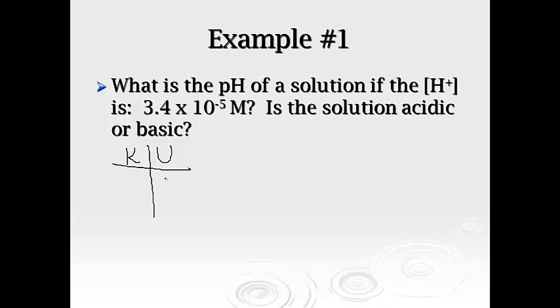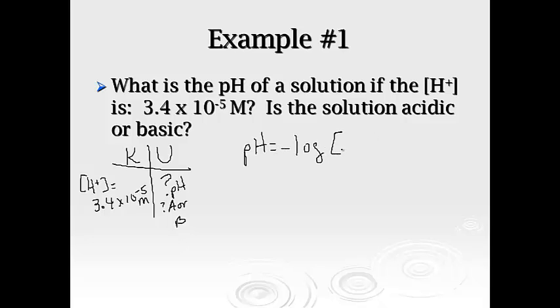Let's see two examples here. Number one, what is the pH? Our unknown here: what is the pH of a solution if the hydrogen ion concentration is 3.4 times 10 to the negative fifth molar? And we also want to know, is it acidic or basic? We're going to write our equation down: pH is equal to the negative log of hydrogen ion. And we're going to punch this in: pH is equal to the negative log of 3.4 times 10 to the negative fifth.